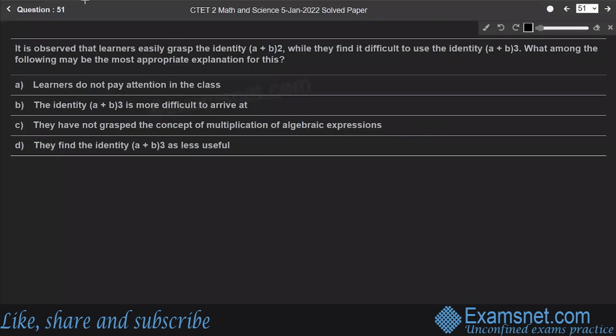Question number 51. It is observed that learners easily grasp the identity (a plus b) whole square while they find it difficult to use the identity (a plus b) whole cube. What among the following may be the most appropriate explanation for this?